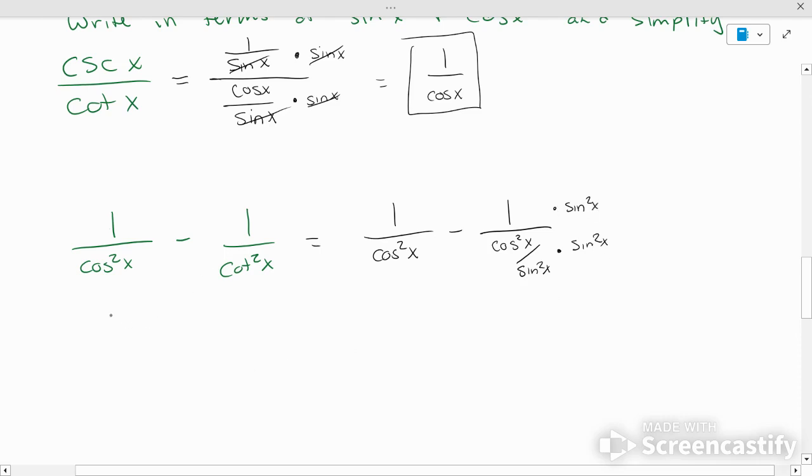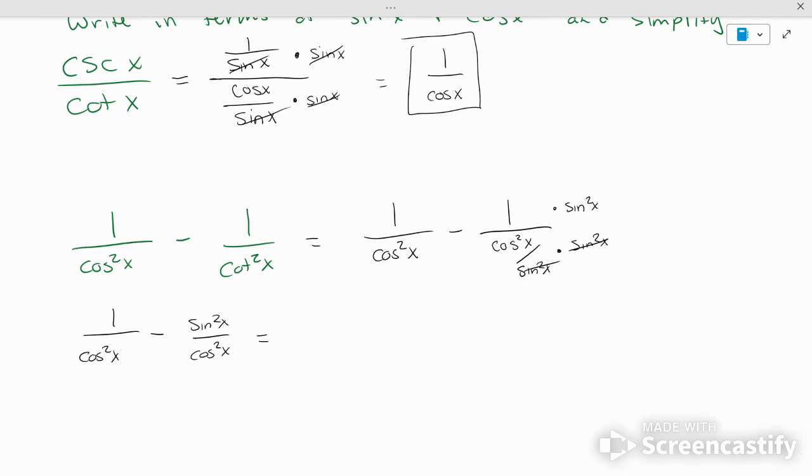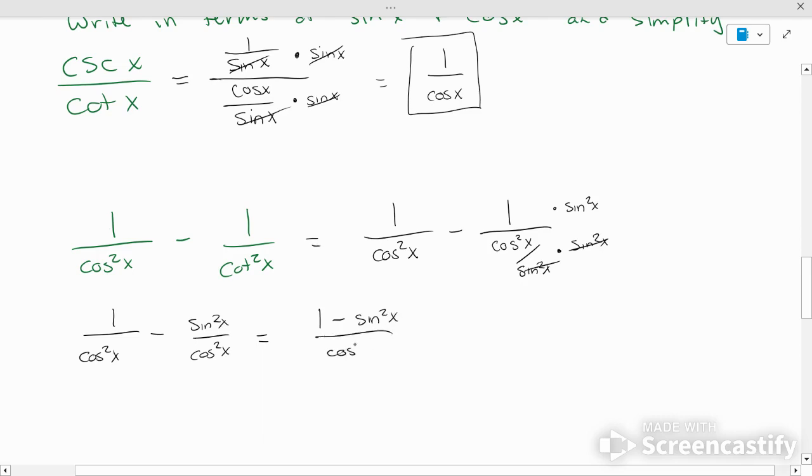So then that becomes 1 over cosine squared of x minus sine squared of x, and these cancel, over cosine squared of x. All right. So now do I have a common denominator? Yeah. So I just subtract. So I go 1 minus sine squared of x over cosine squared of x. And you think, okay, I'm done. Not quite.